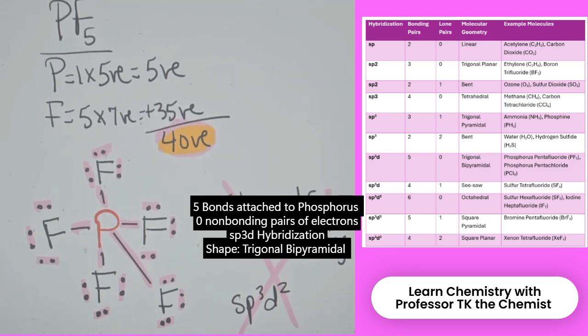How many bonds are attached? Let's establish that. How many bonds are popping off of phosphorus? 1, 2, 3, 4, 5. This part is still true, 5 bonds, but there aren't any non-bondings. So 5 tells me sp3d.